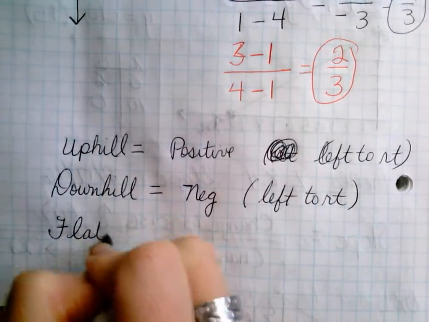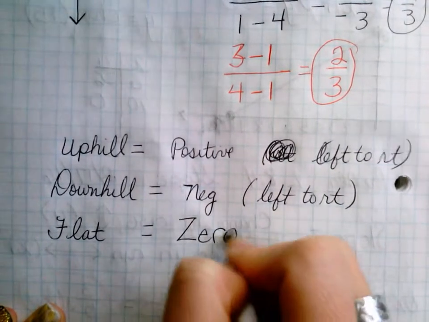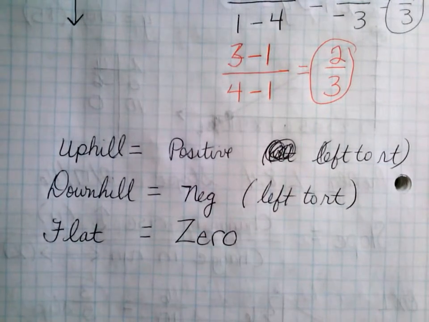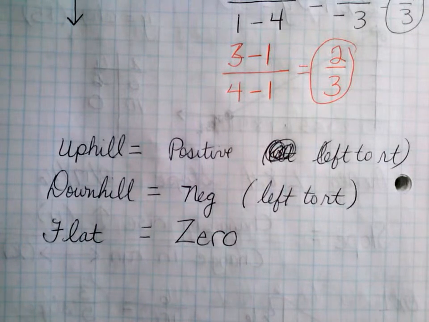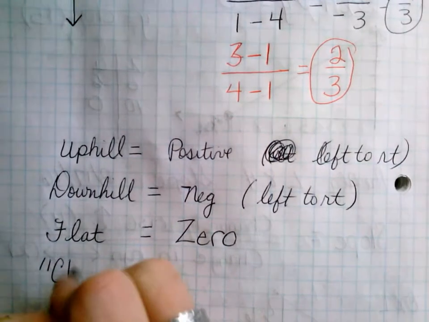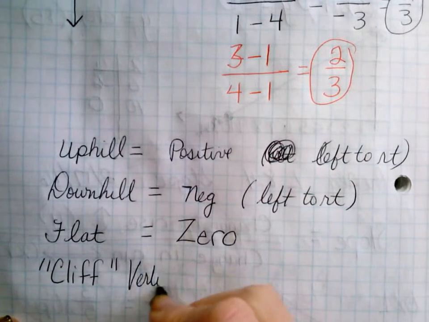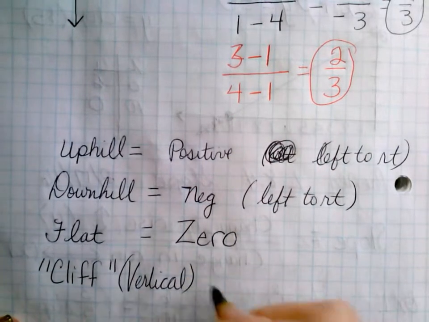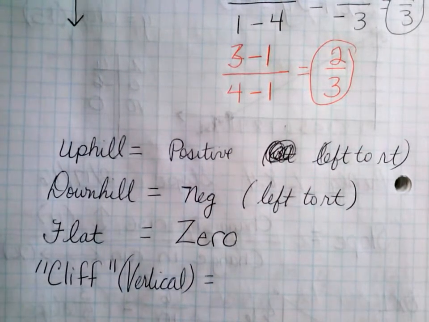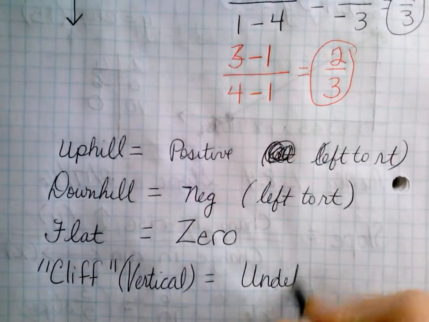If you have a flat line, the slope will always be 0. Okay? Because there's no change. It's flat. In contrast, something that looks like a cliff, so a vertical line, the answer for a vertical line is undefined.